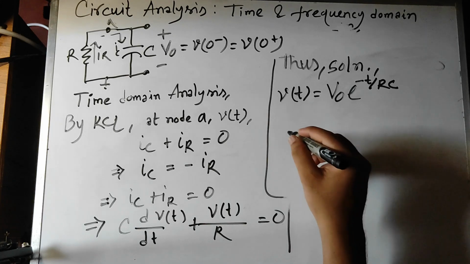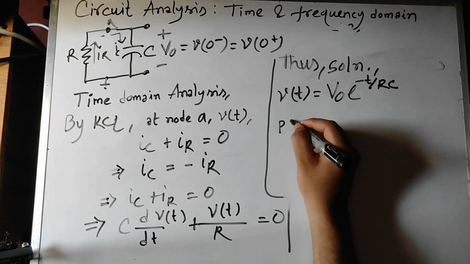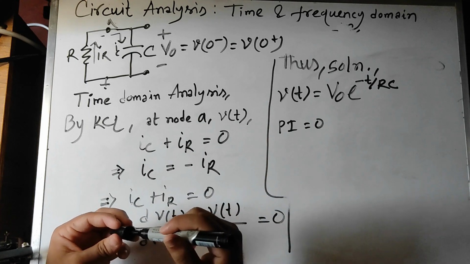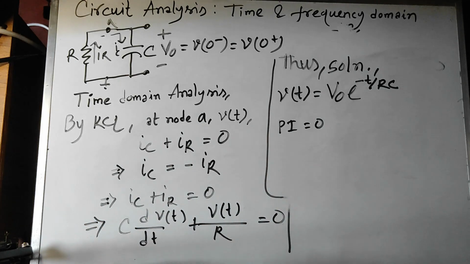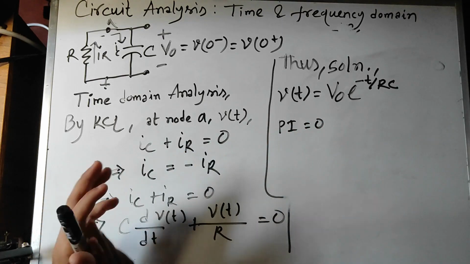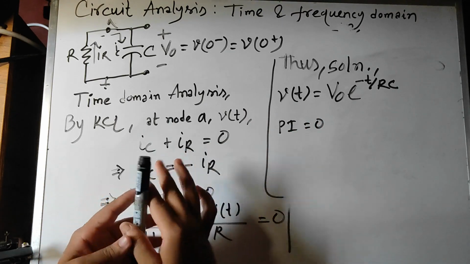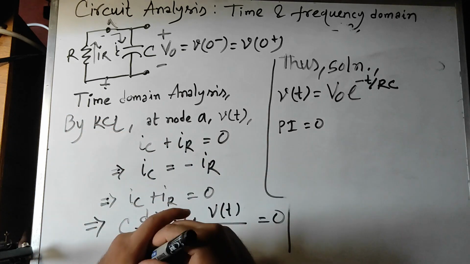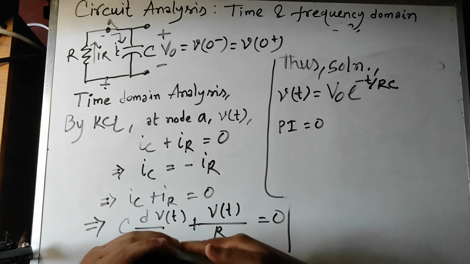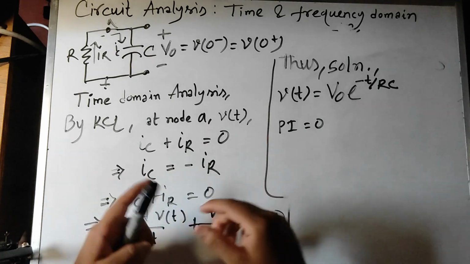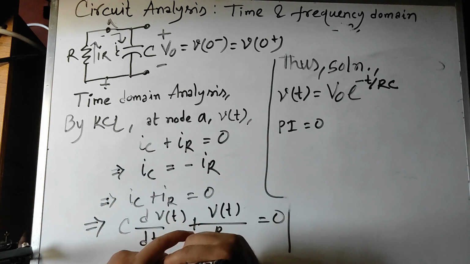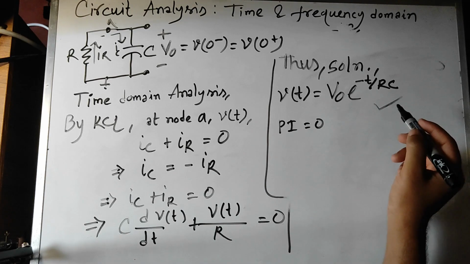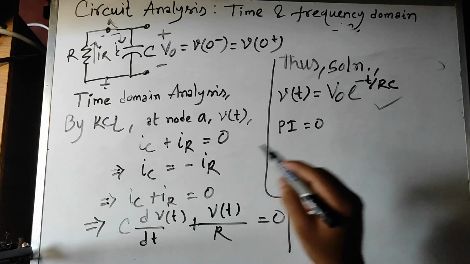Okay, and for the particular integral part, in an electrical system a source is present, only then we can get a particular solution. So as there's no source in the RC circuit for this case, the particular integral is 0. So thus the complete response in time domain is V(t) equals initial voltage Vo e to the power minus t by RC.